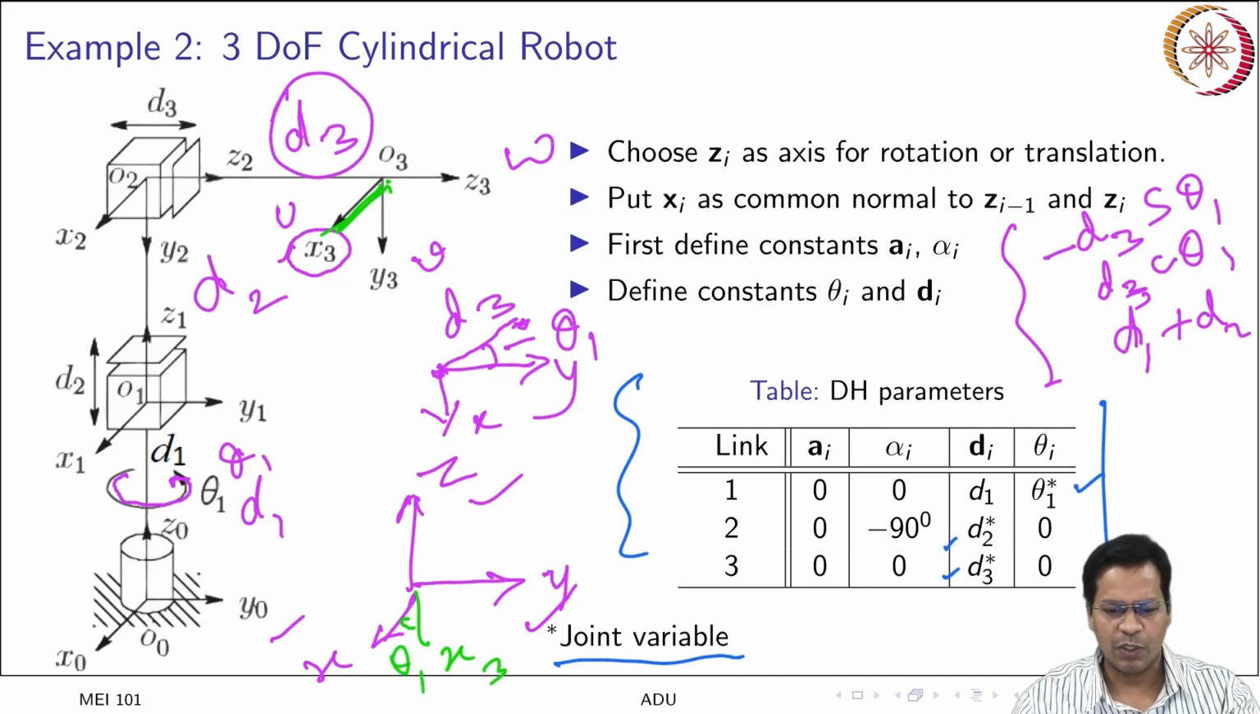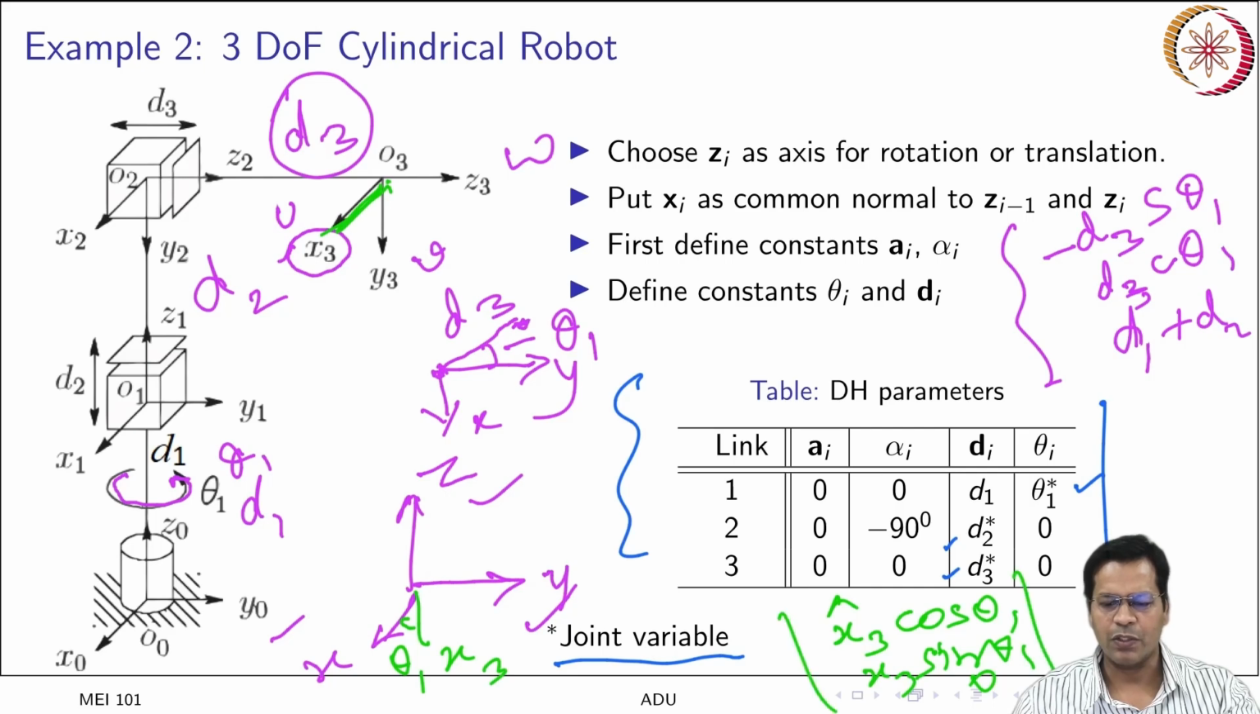So along x will be x3 cos theta 1. If x3 is the unit vector, it is simply cos theta 1. Similarly along y it will be x3 sin theta 1. Along z it will be 0. So you see, this is your unit vector, the first column of the transformation matrix. Similarly you can work out the other columns.